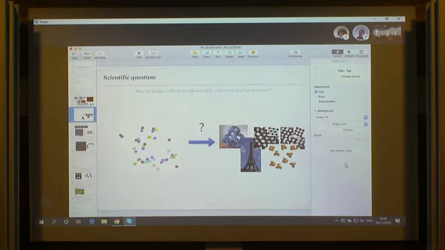So a theoretical or scientific question is how can we design colloids? By design, I mean their shape, their size, or their interactions, so that when we put them in a box and shake it up and we open it, we get the structure that we want to assemble.